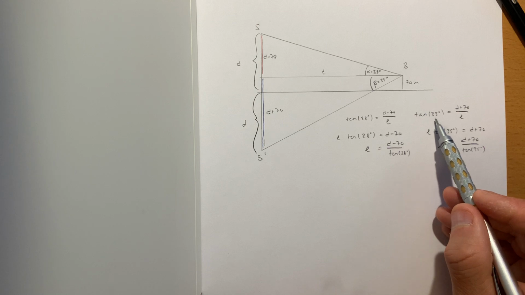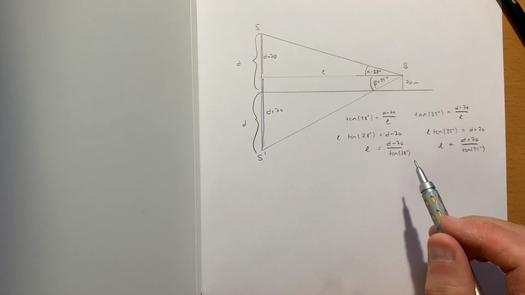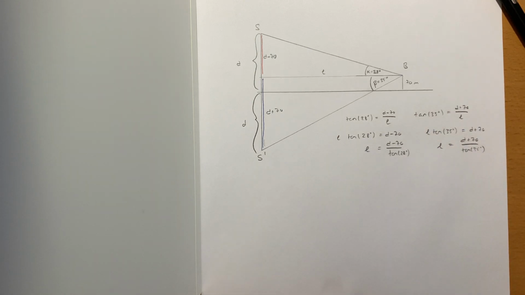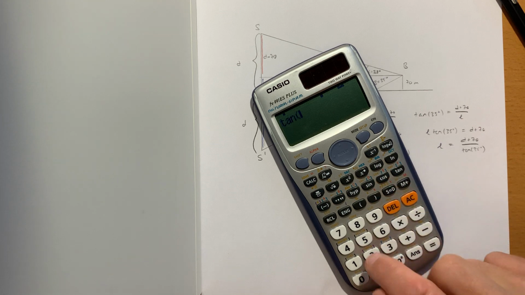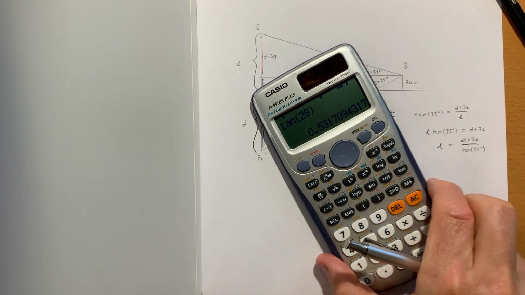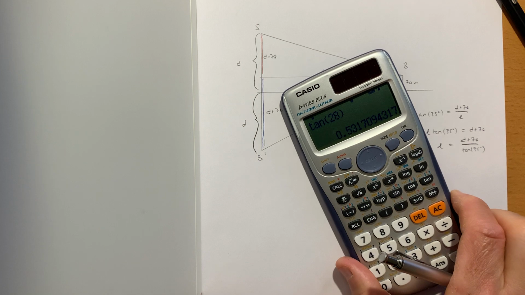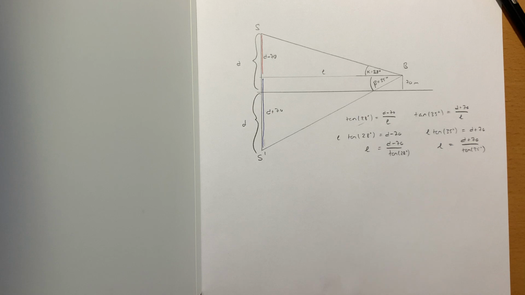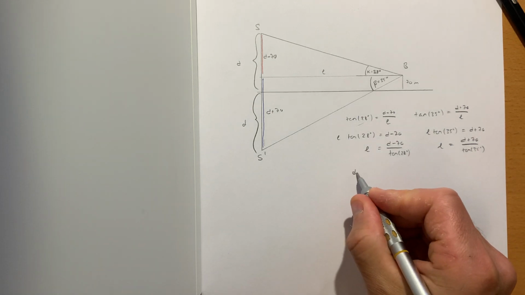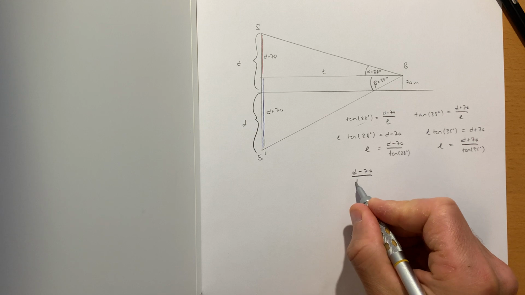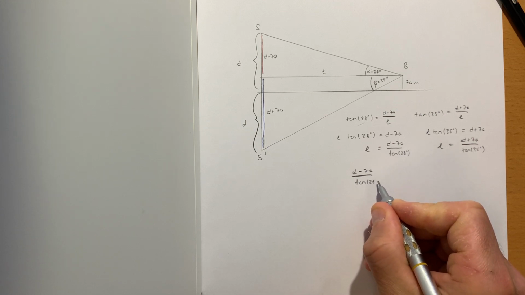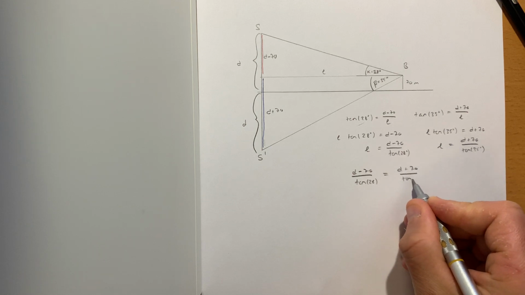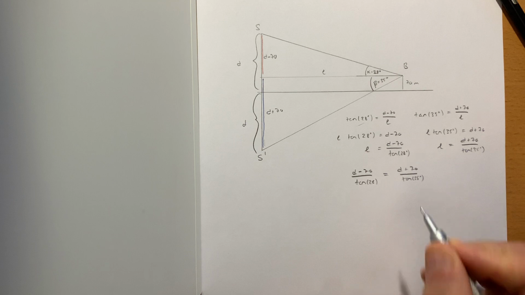Tangent 28 and tangent 35 are just numbers, but they're difficult to handle. That's why we leave them as they are, because tangent of 28 would be something like 0.5317 and so on. So we just leave it as it is. Now you can set them equal to each other. D minus 70 over tangent 28 is equal to D plus 70 over tangent of 35.